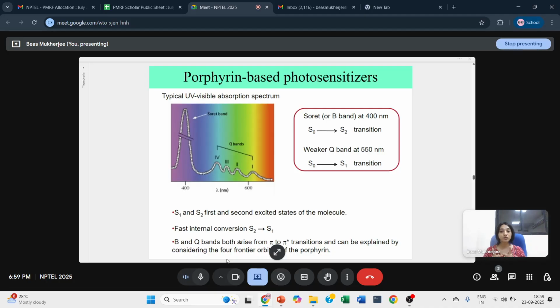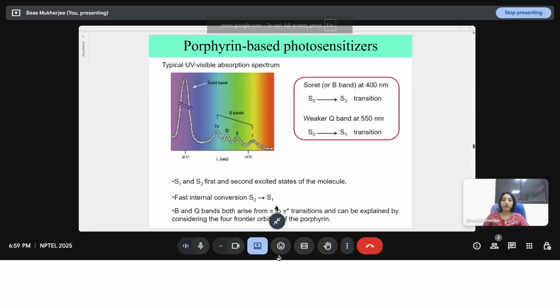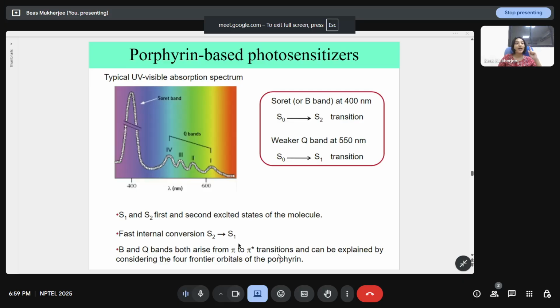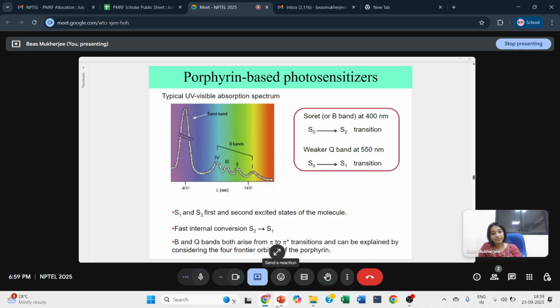Now S1 and S2 are the excited states of the molecule. Fast internal conversion between S2 and S1 happens, it's very fast, and B and Q bands both arise from the pi to pi star transitions and can be explained by considering the 4 frontier orbitals of the porphyrin.